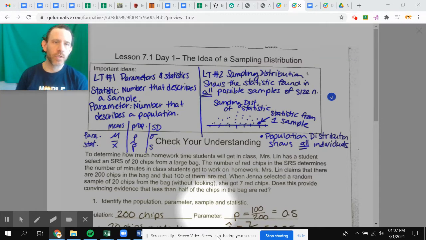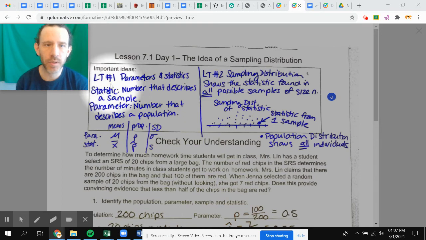All right, class, what you see here is our learning topic number one of this part of the worksheet. We looked at the previous page at the difference between a population and a sample, and a population distribution and a sampling distribution. So here we're going to focus on what a parameter is and a statistic. So this goes hand in hand with population and sample.